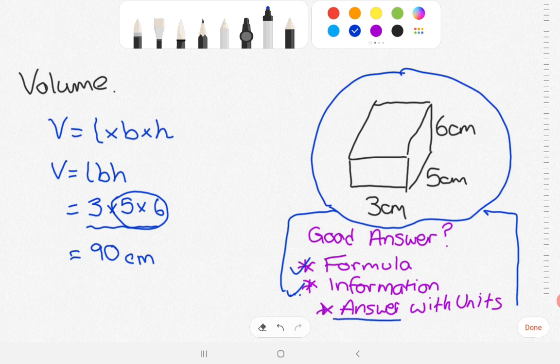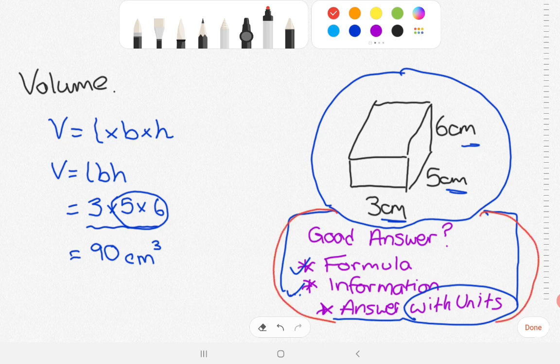Now, answer, but with units. We're working in centimetres in this question, so I've got my centimetres down there, but it's a volume, so it's cubic centimetres. So 90 centimetres cubed would be our answer. So if we go back to this, this is basically our success criteria here. What does a good answer look like? We have a formula. Yep, we've got that. I've got the information from the question. Yes, we've got that. And I've got my answer with my units. So that is perfect. That's what we're looking for.